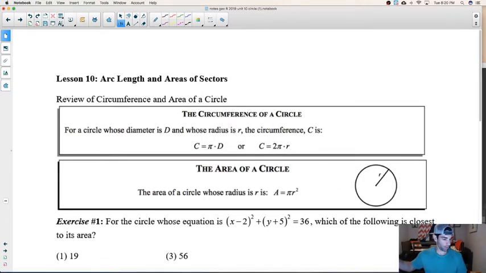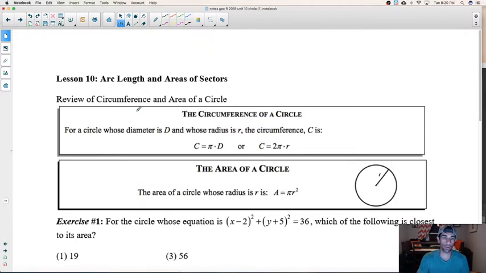Hola gente, Cinco de Mayo for me over here, ready to teach you guys about arc lengths and areas of sectors. So before we go there, we got to review some stuff, make sure that we're all good to go to be able to solve this question, okay?